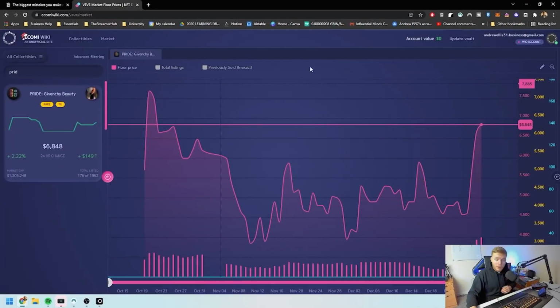A lot of people got back into them, only paid a premium, and now they're taking quite a hit for it. And this is the exact same when it comes to Veve. One of the best examples I'm going to give right now is the Pride poster.